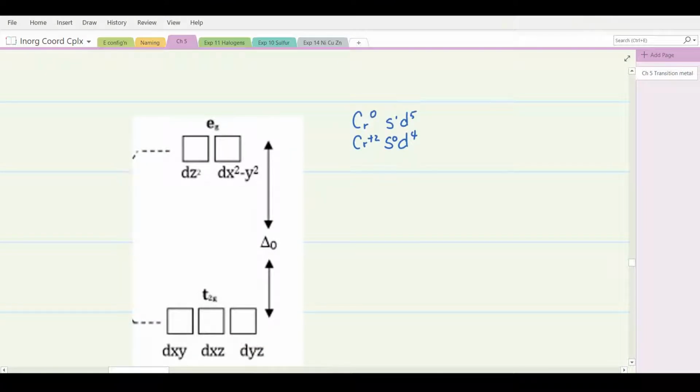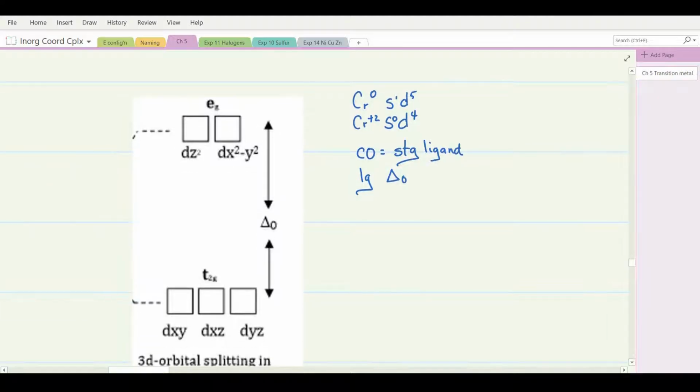Now carbonyl is a strong ligand, and that means you'll have a large octahedral field splitting energy, which means that electrons will fill the t2g orbitals before they enter the eg. So we're going to put all 4 electrons in the lower t2g orbitals. The electron configuration is written as t2g4 eg0. Its magnetic property will be described as paramagnetic.